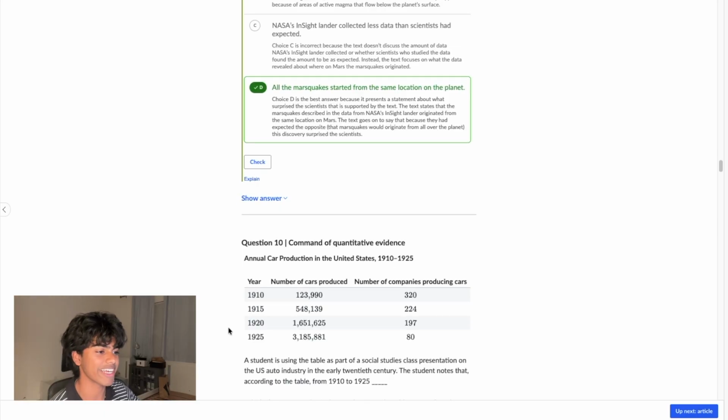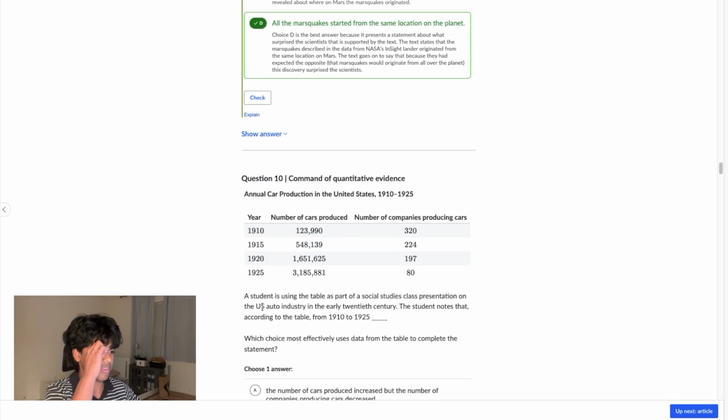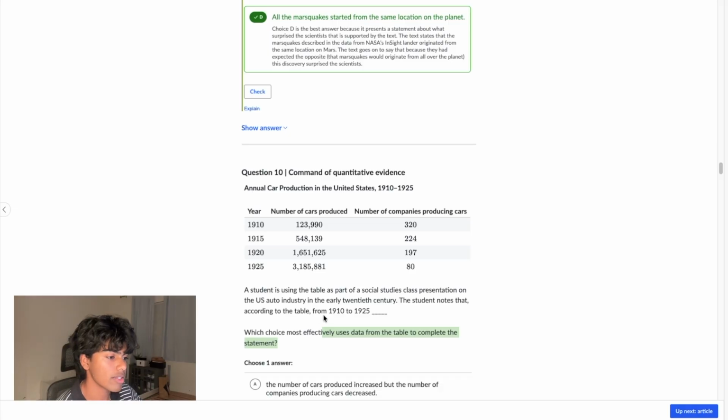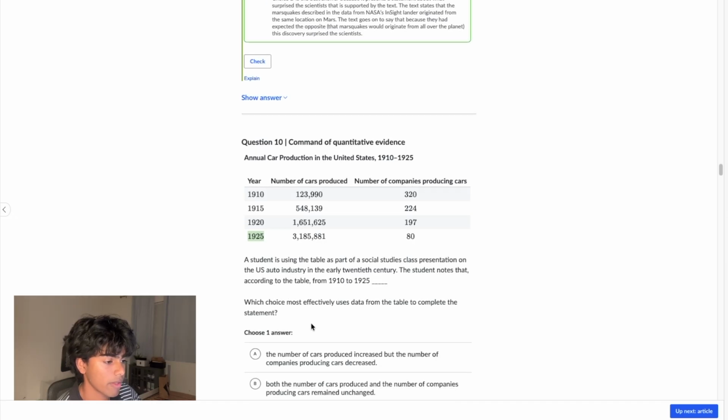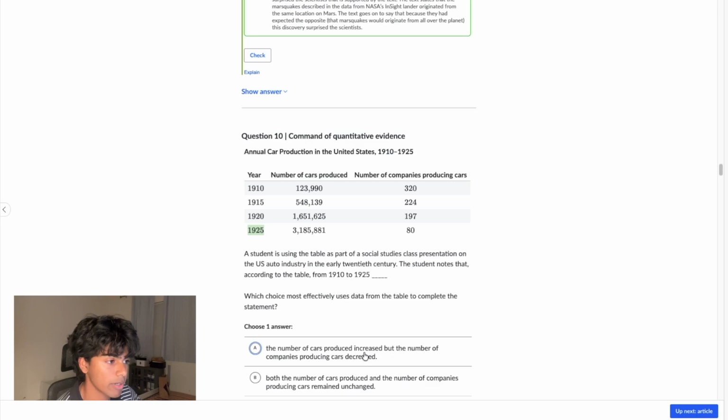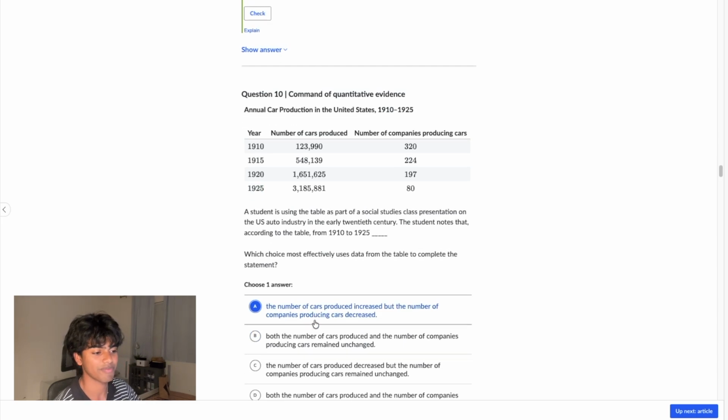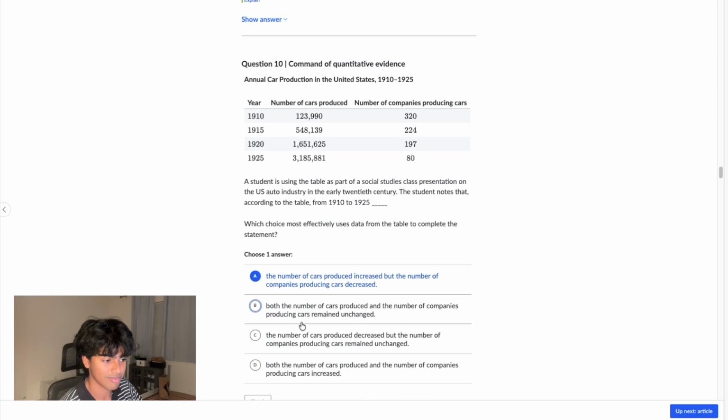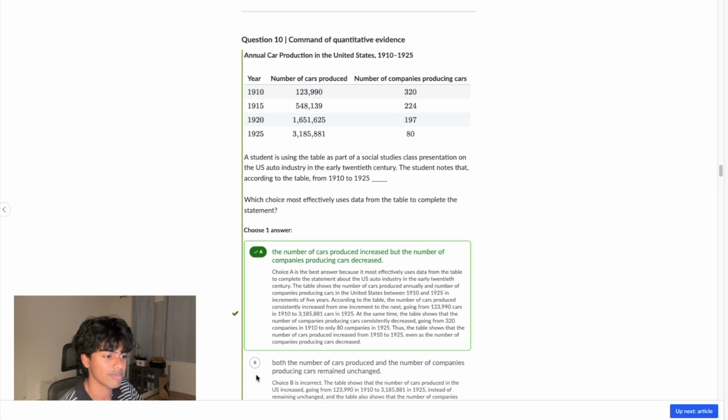This is part 2. Okay. So, a student is using the table as part of a social studies class presentation on the US auto industry. Use data to complete the statement. According to the table, from 1910 to 1925. Okay, 1910, 1925. Companies decreasing, numbers increasing. The number of cars produced increases, but the number of companies producing cars decreases. Okay. Well, we can just check the other options, but that's gotta be the answer.